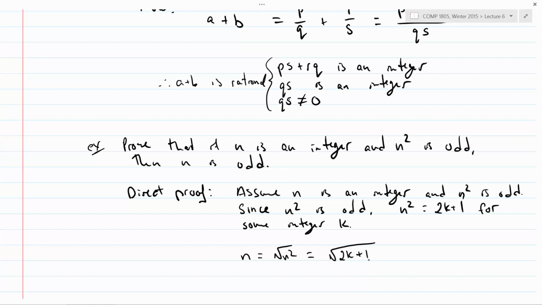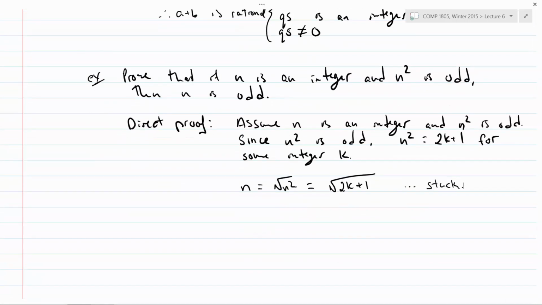Not that I can see. So at this point, you would say, I'm kind of stuck. We want to know something about n, and it's not even clear that the square root of 2k plus 1 is an integer. All right, so when you get stuck doing a direct proof, you should try backing up and doing an indirect proof.